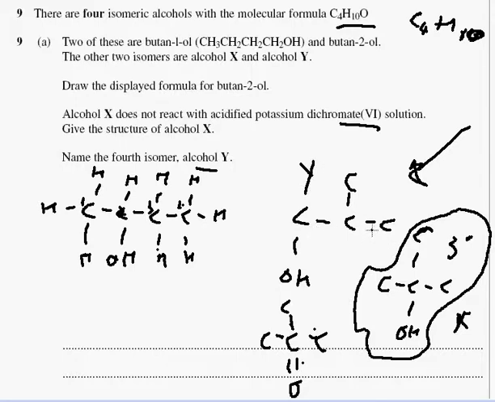So now what I've got to do is name Y. Where am I going to start from? Well, I want to start from here. The reason being, there are no functional groups on the carbon atom I've put a 3 on. So let's name this. In terms of the first functional group, I can see the OH.